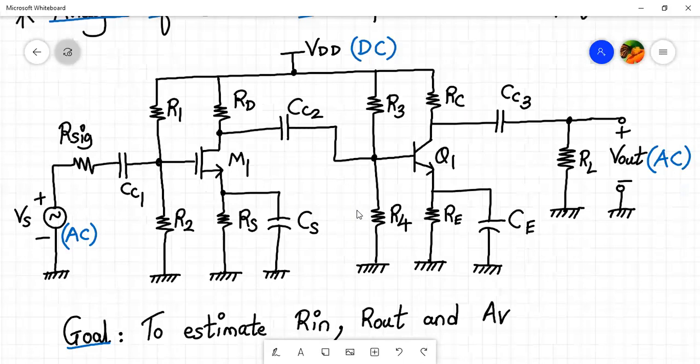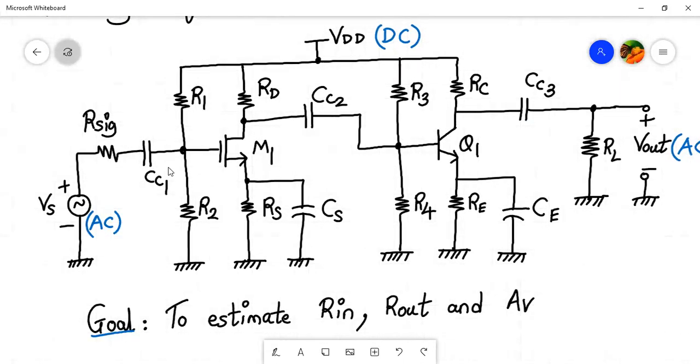So here is the circuit diagram given. Over here, as you can see, the first stage is my common source amplifier consisting of transistor M1, an n-channel MOSFET, biasing resistors R1 and R2, drain resistance RD, and we have a source resistance RS. We have a bypass capacitor CS, input coupling capacitor CC1, and output coupling capacitor CC2.